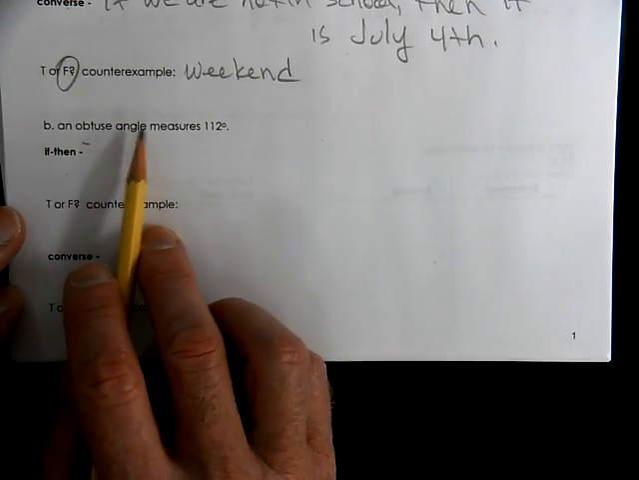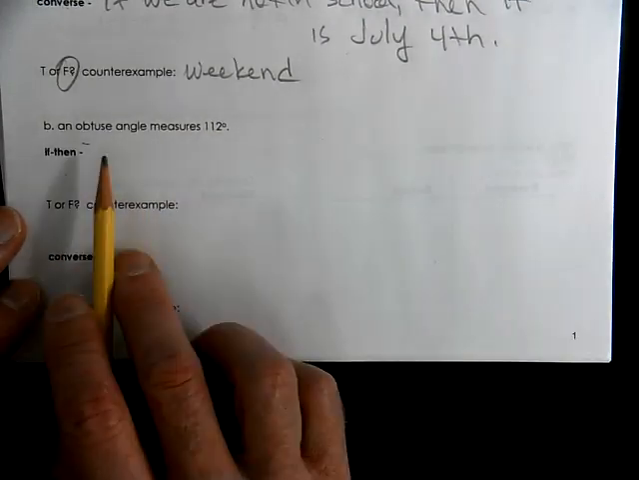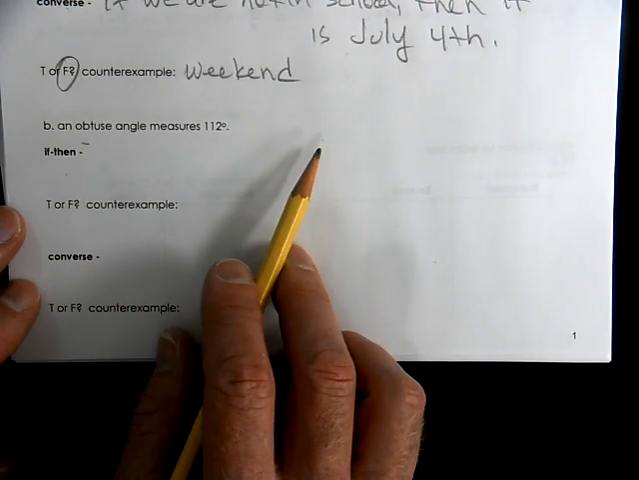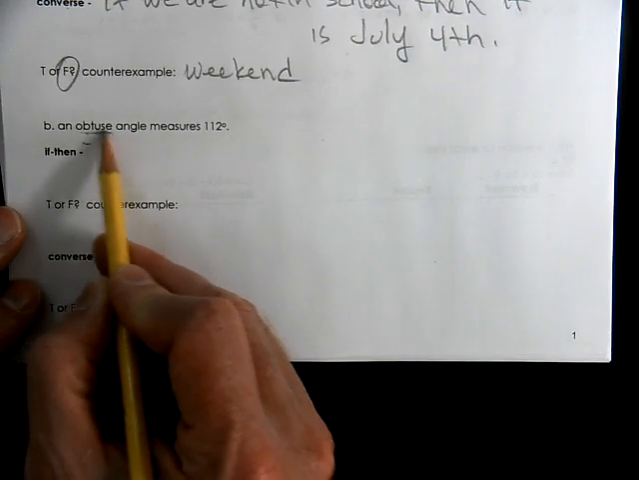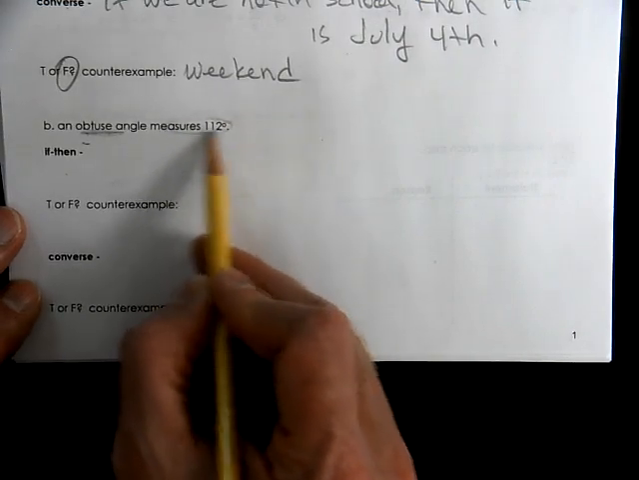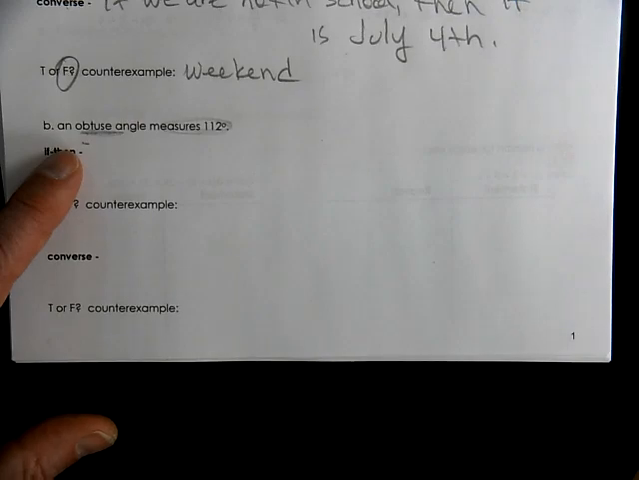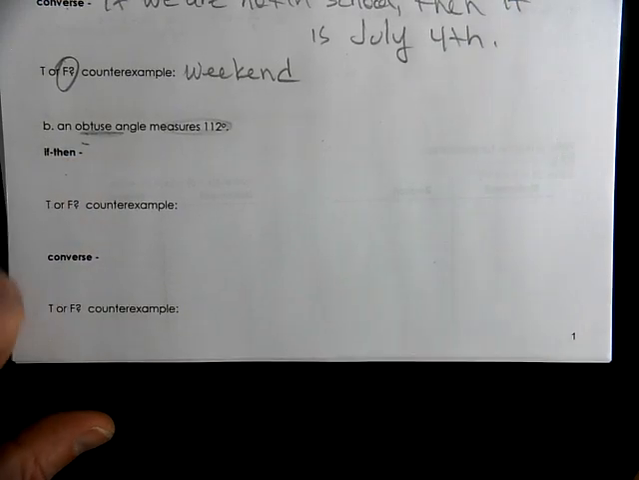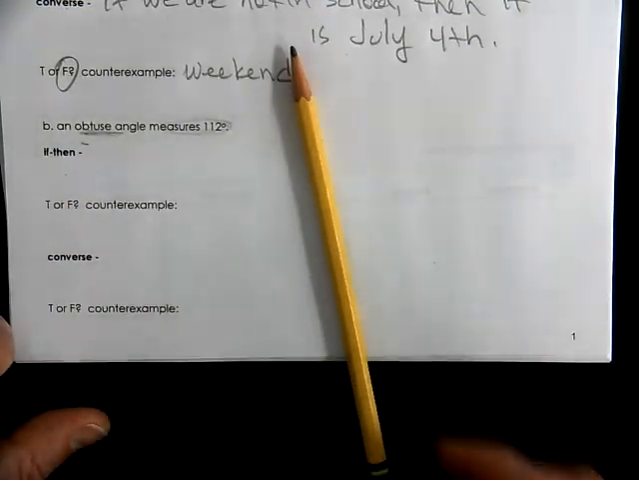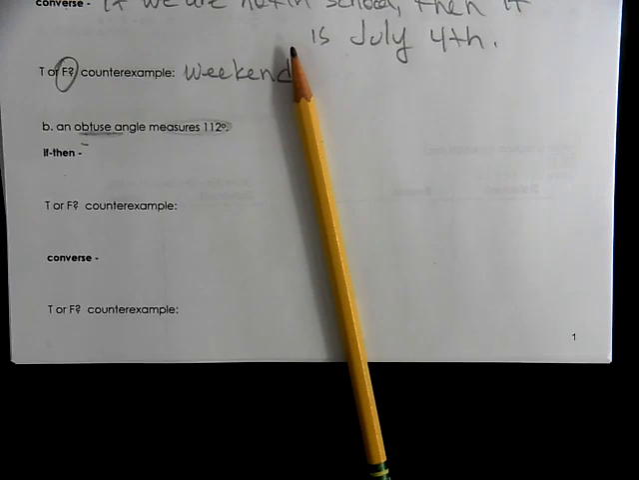An obtuse angle measures 112 degrees. Try to figure out how you could write that in an if-then form. You have an obtuse angle. That could be your hypothesis. The other topic here is 112. Then it is, yeah. Go ahead and you try to write that statement. An obtuse angle measures 112 degrees. Write that using if-then. You can pause the video, write it out, then come back, and we'll write it out with you.